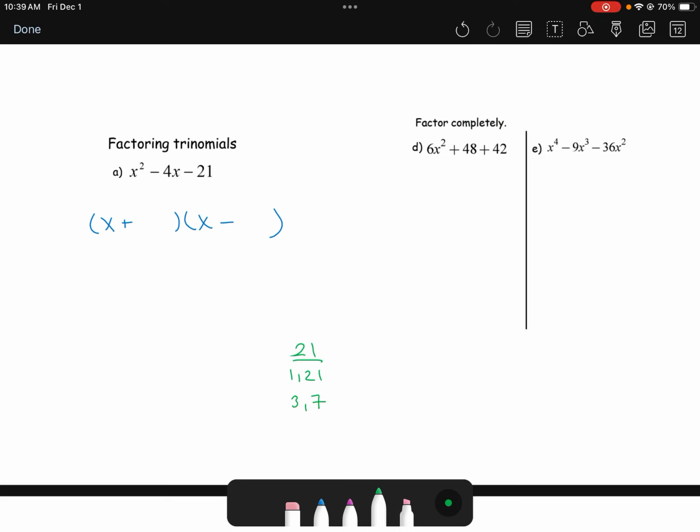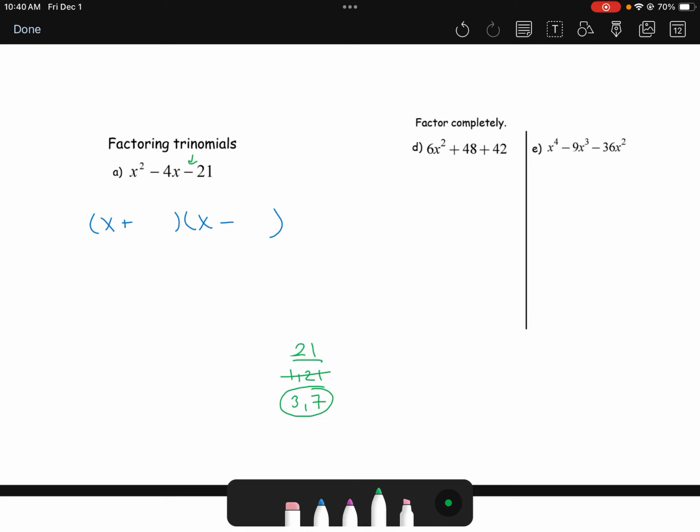Now this one's just going to be a little bit different. Before, when we looked at it, I wanted factors of C that when I add gave me my B value. Now, because we have this negative, I want to think about it the other way. I want factors of C that when I subtract give me my B value. So I need 4. 1 and 21? If I subtract that, I do not get 4. That cannot be it. 3 and 7? Perfect. It's 3 minus 7 or 7 minus 3. That's going to give me plus or minus 4.